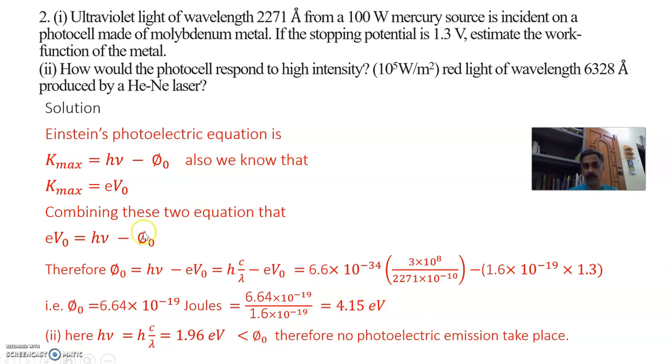So from Einstein's photoelectric equation and from the kinetic energy equation, which is given by e V naught, the stopping potential, e into V naught, where e is the charge of the electron and V naught is the stopping potential, from there we can calculate this phi naught, which is the work function of the metal, right?